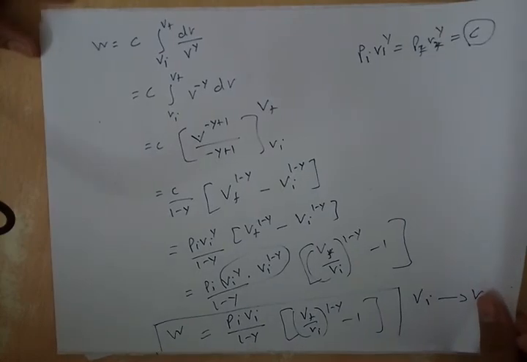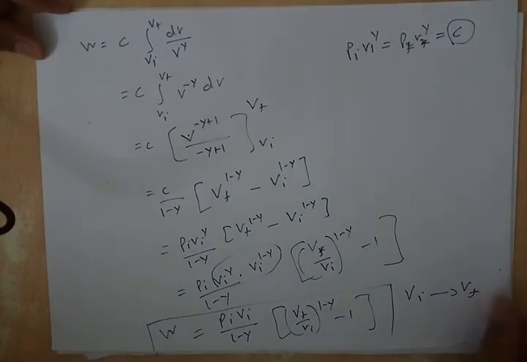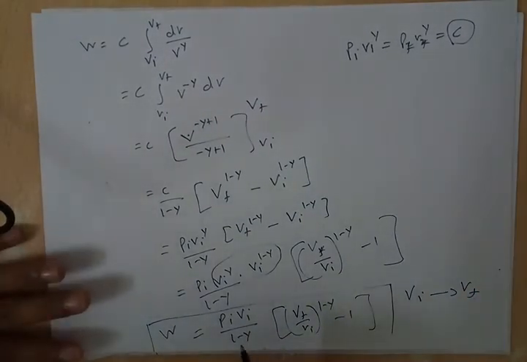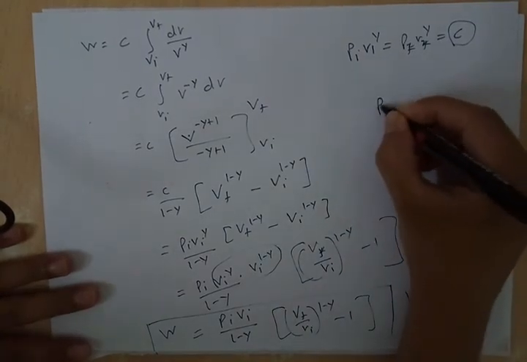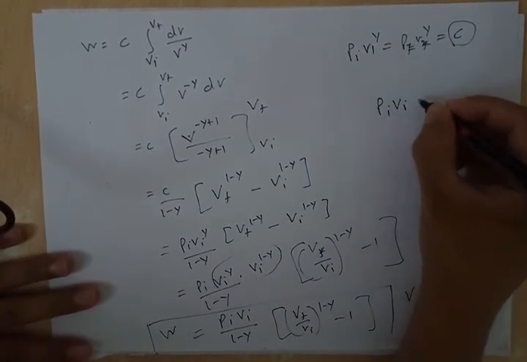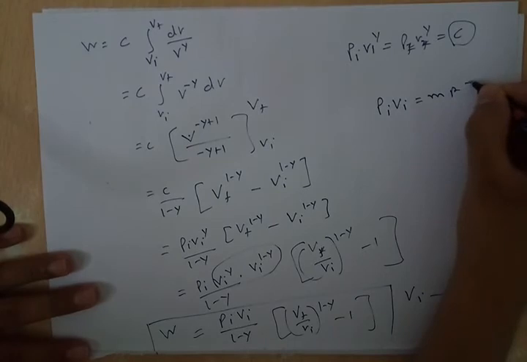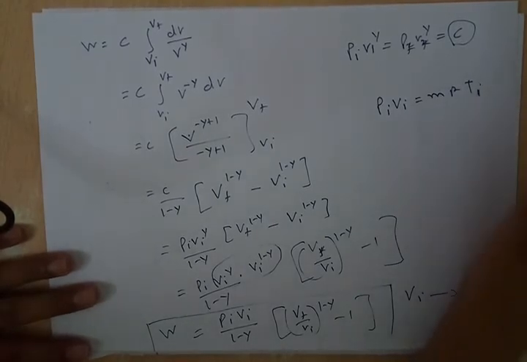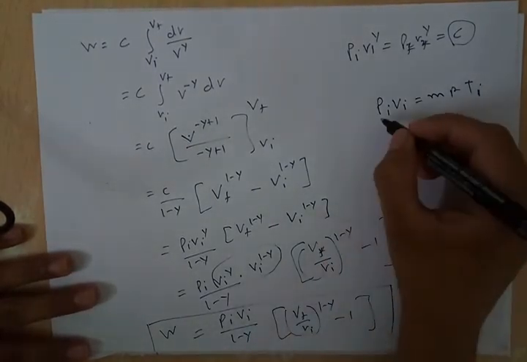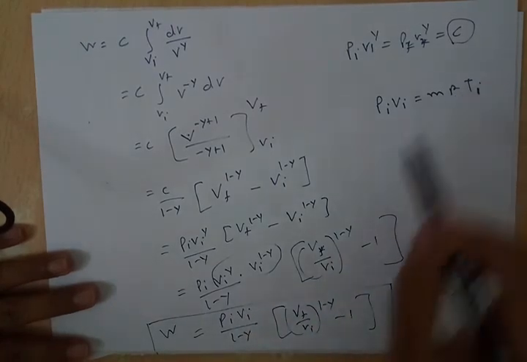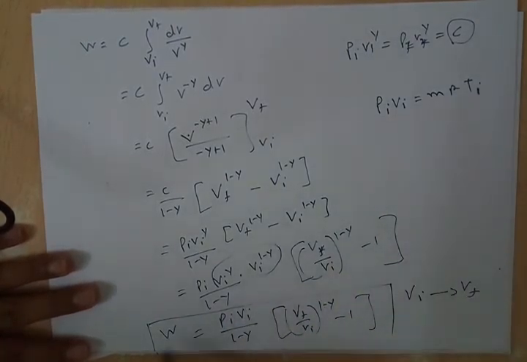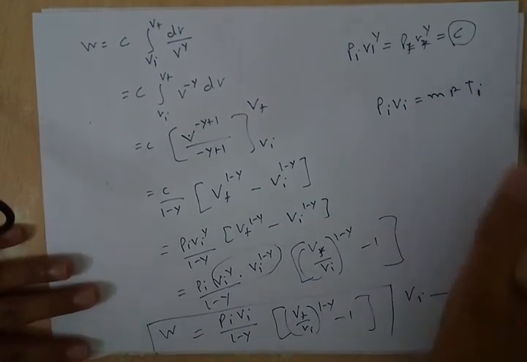Now we can also use the ideal gas equation. So Pi Vi is equal to nR Ti, where Ti is the initial temperature. So we can replace this Pi Vi here to get this value of W in terms of Ti.